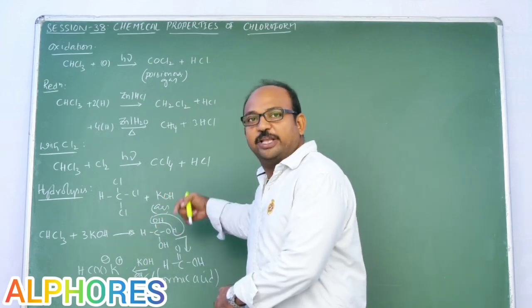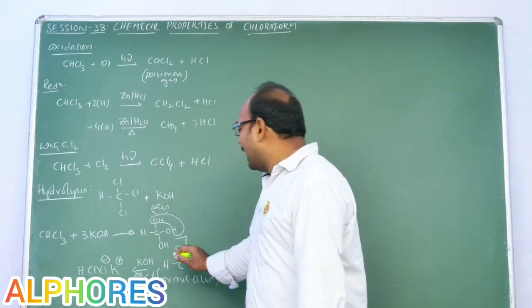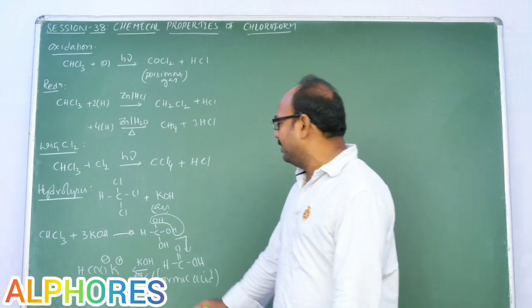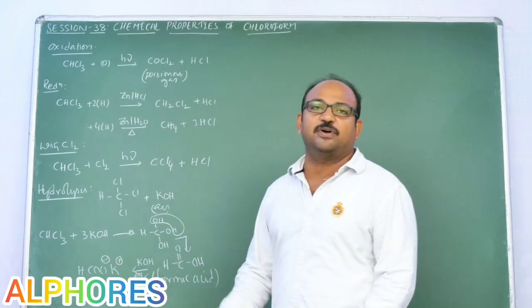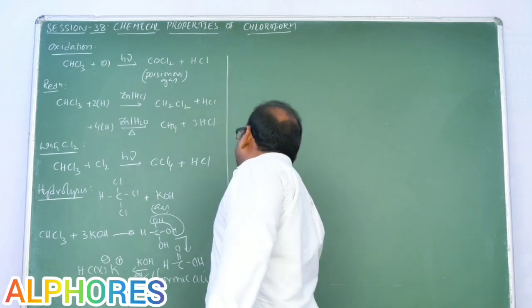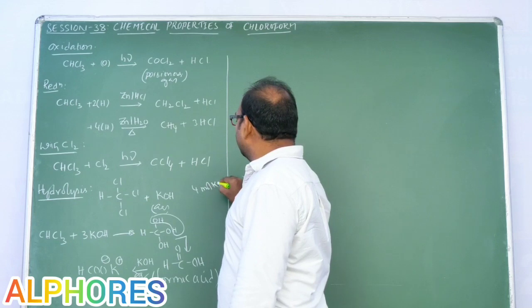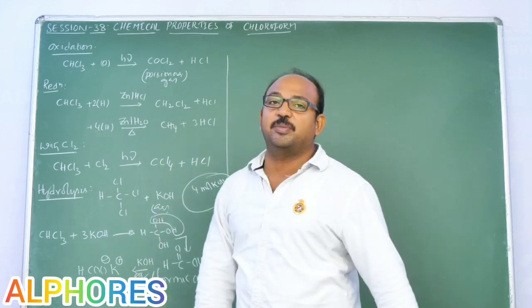Instead of Cl, the OH group, OH minus, replaces Cl minus, right? Nucleophilic substitution. And after formation of formic acid, the base reacts with that acid and forms a salt. So complete hydrolysis of 1 mole of chloroform requires 4 moles of KOH. 4 moles of KOH, remember this.